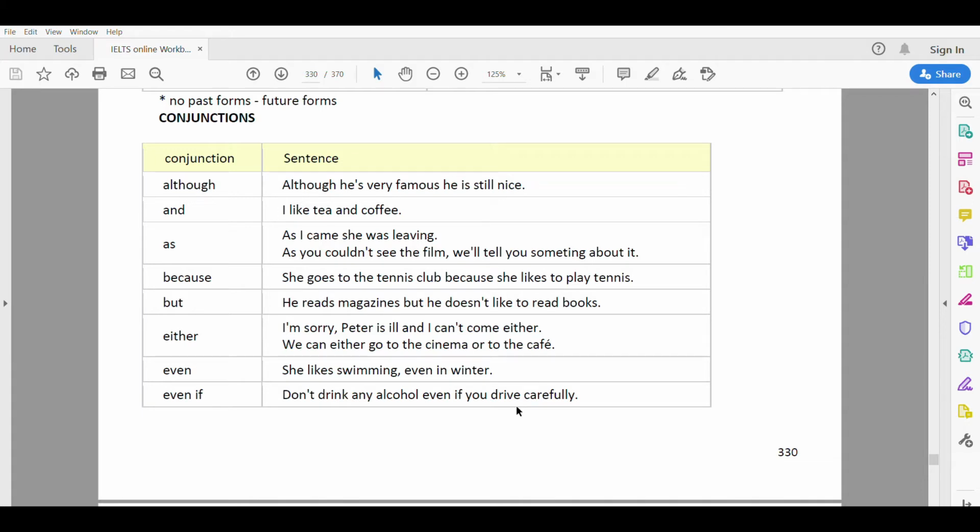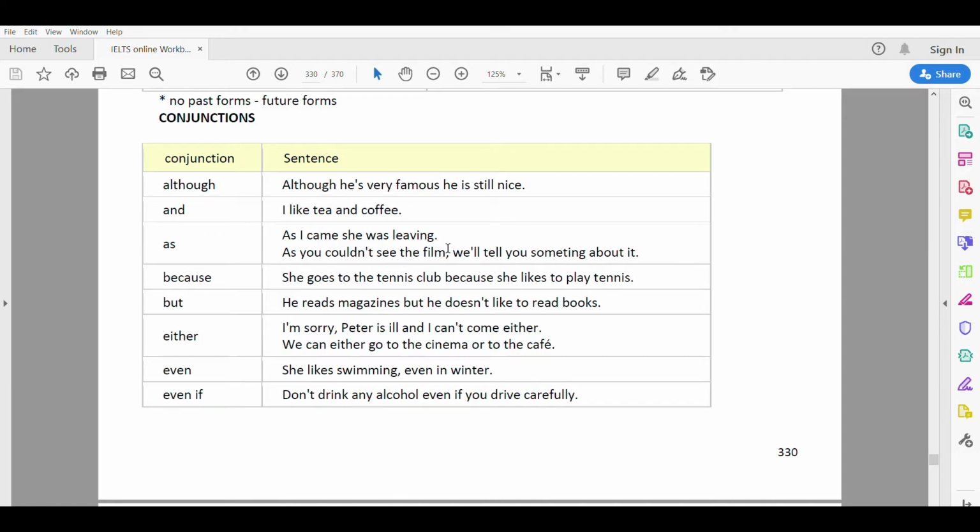The next one is I like tea and coffee. So I like tea is an independent clause and coffee is a dependent clause. So and is used to join these two sentences. The next one is as. So as I came, she was leaving. The next one says as you could not see the film, we'll tell you something about it.